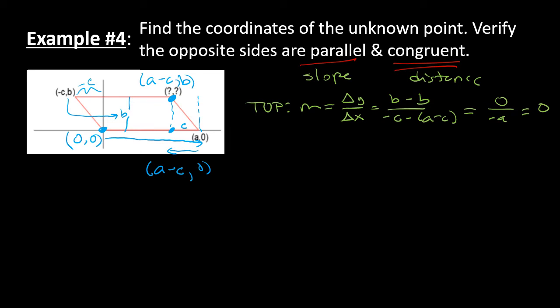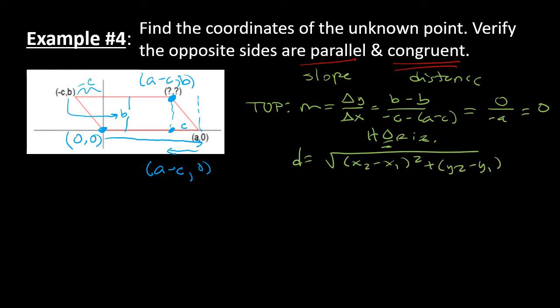0, which actually makes total sense because this is a horizontal line, and we know that the slope of any horizontal line is 0. If I want the distance, the distance formula says we're going to take x2 minus x1 and square it, and then we're going to take y2 minus y1 and we're going to square it. So take a moment, hit pause, and work on the distance of the top piece.